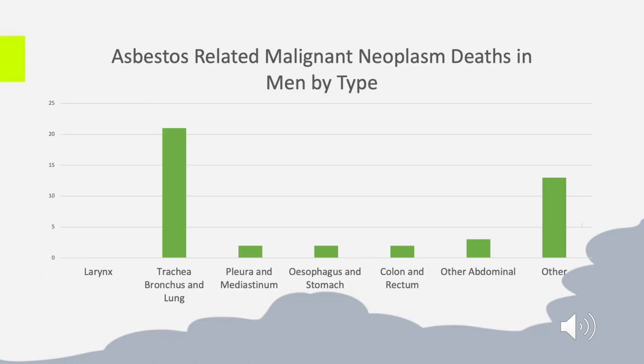In this diagram, we observe that among all reported malignant neoplasm deaths, the most common cases were located in the trachea, bronchus, and lungs. It's important to remember that this is just a sample of workers from the mine in Libby, Montana. It's important to consider what may have been many more unreported cases.